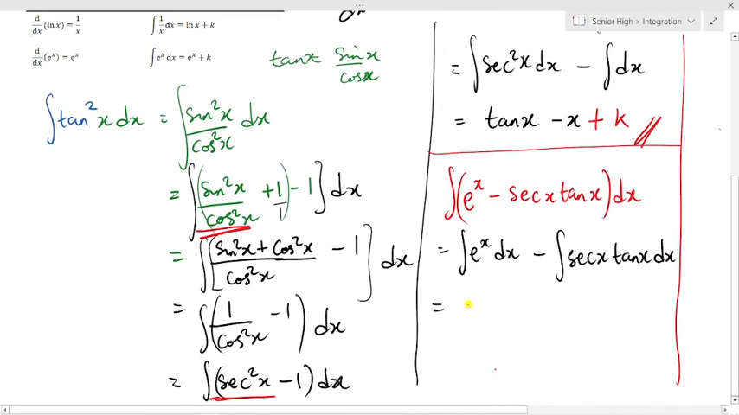So integral of exponential x already we know is what? Exponential x. And then minus integral of sec x tan x from what we've seen is what? Sec x. And then what do we put? We put our constant.